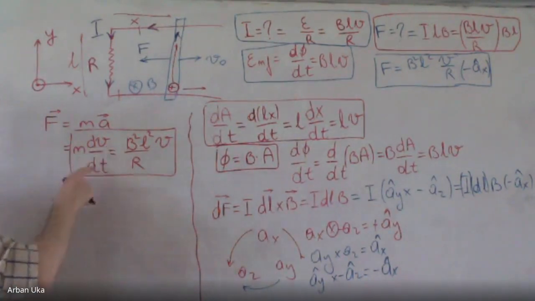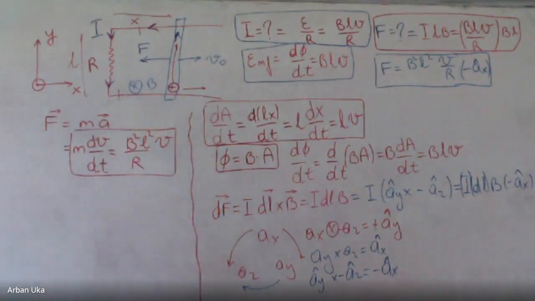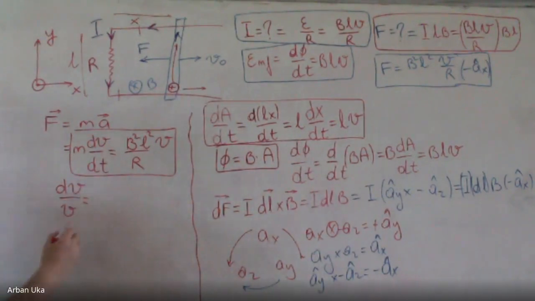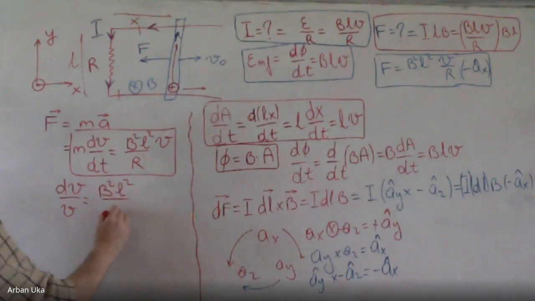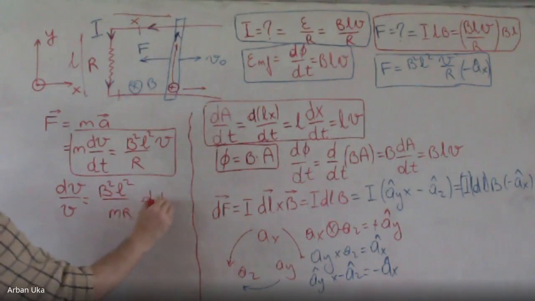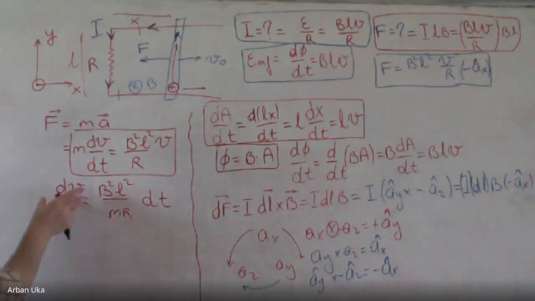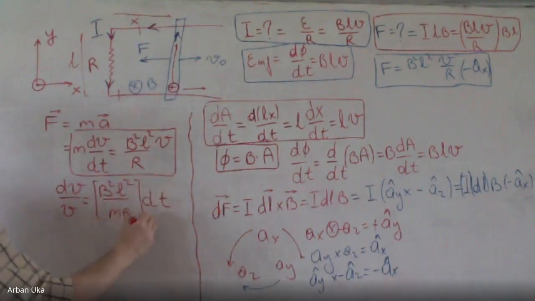And for this differential equation, we can separate the variables. Separating a differential equation means to take one variable on one side and the other variable on the other side. So here we get dv over v. This is going to be equal to B squared L squared over mR times dt. Okay? So it is separated. We have all the variables of the velocity on one side and the time on the other side. And these are all constants.